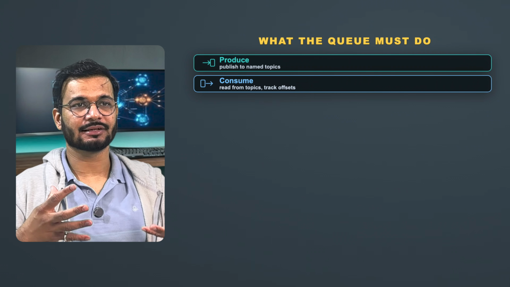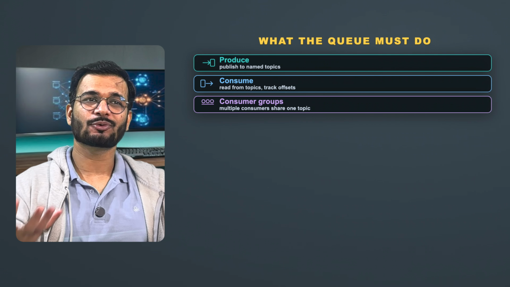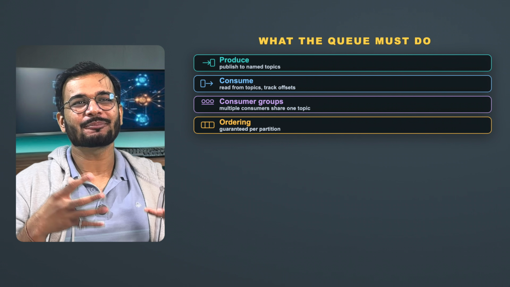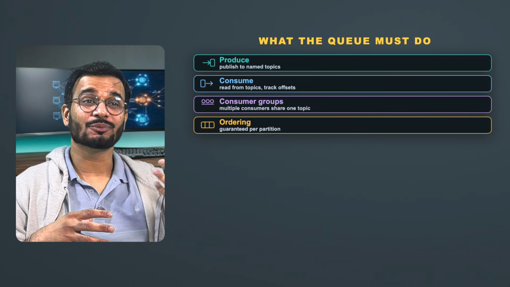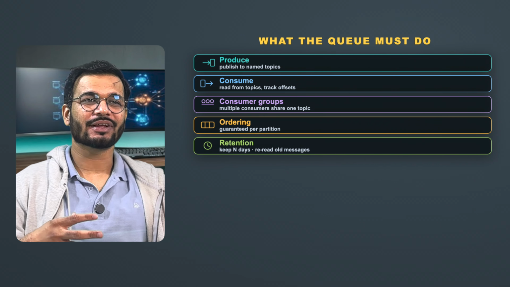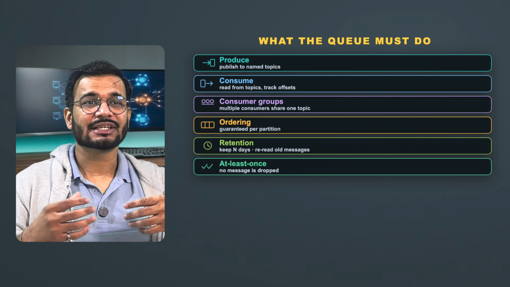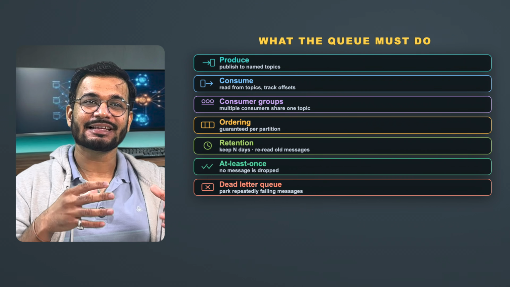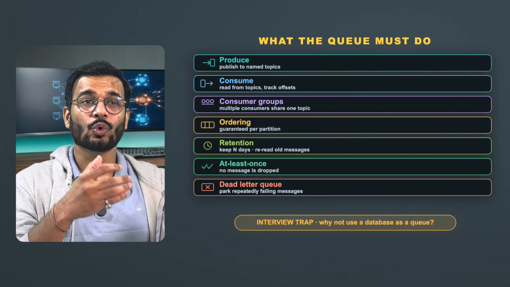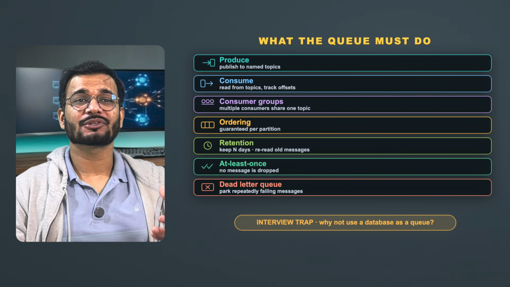Now, here are some of the things. There will be a service that will be producing messages, that will publish to a named topic. Then there will be consume messages, that is to read from topics and track positions with offsets. Then we have the consumer groups, that is multiple consumers share work on one topic. Then ordering: per partition, ordering is guaranteed. Then we have the message retention: we keep the messages for n days, to reread the old messages. And then we have at-least-once delivery, that is no message is dropped. Then we have a dead letter queue: park messages that fail processing repeatedly.